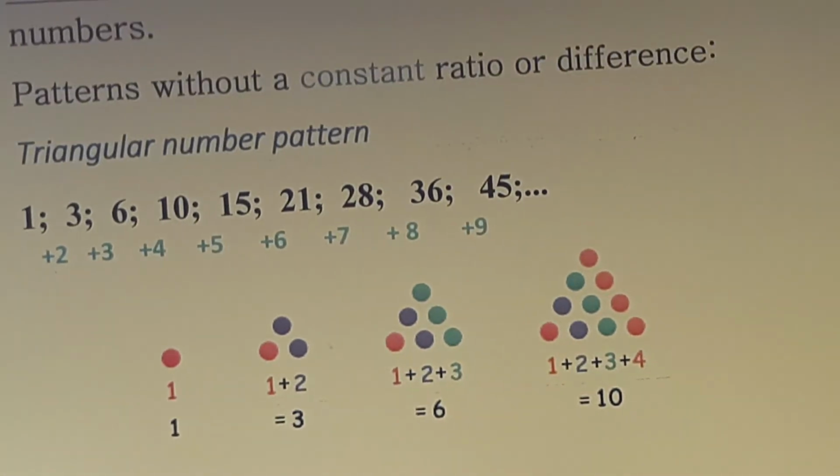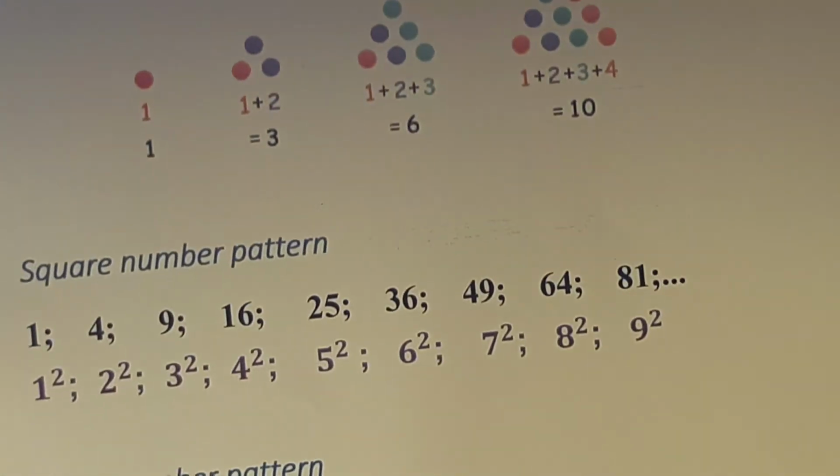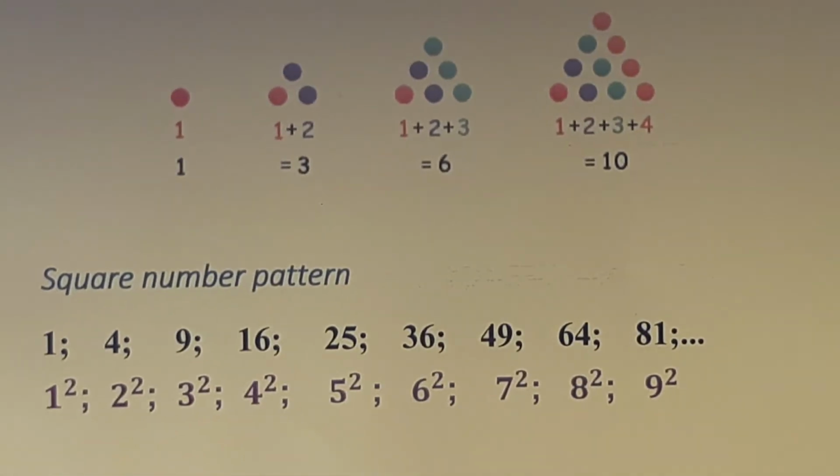The square number pattern: think of the exponents that you've done. With your square number pattern, it is term 1 squared, so here is term 1, and then you square term 1. 1 times 1 gives you 1. Then you square term 2, so 2 squared is 4, 3 squared is 9, 4 squared is 16.